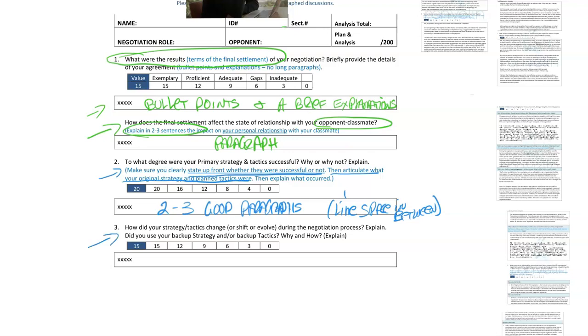So this is your primary strategy and tactics that we just talked about in the previous question. So how did your primary strategy or tactics change or shift or evolve during the negotiation process? Please explain. Did you use your backup strategy and or backup tactics, or one of them? Why and how? And you have to explain that. So once again, this is probably 2 to 3 paragraphs.